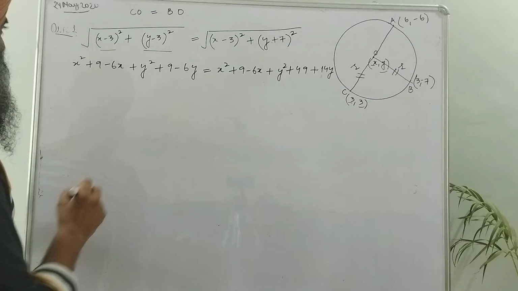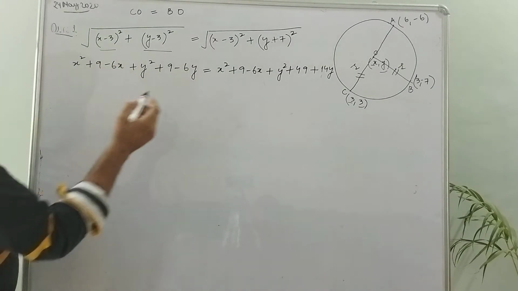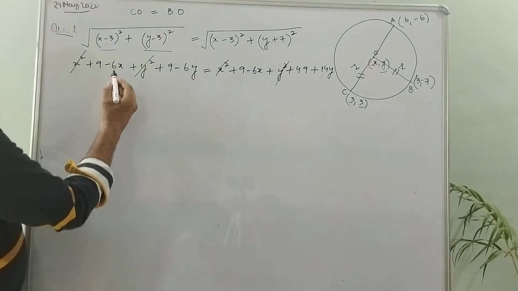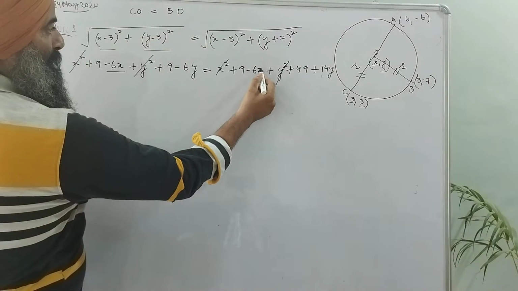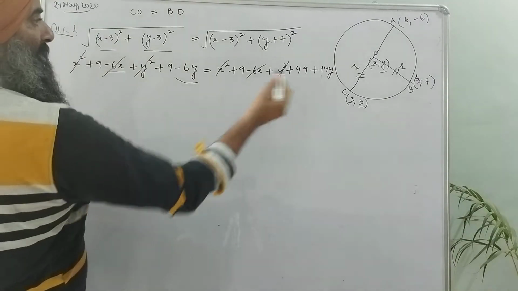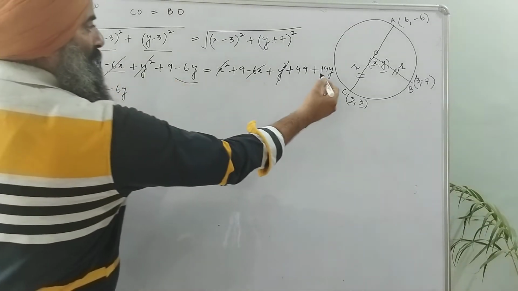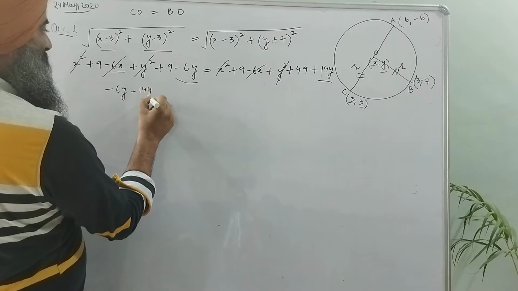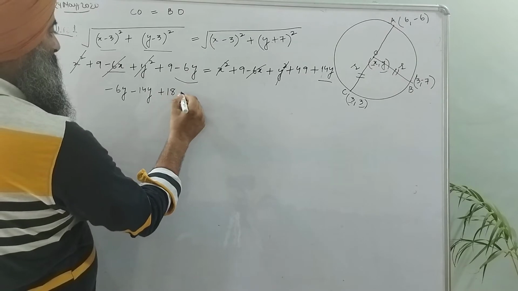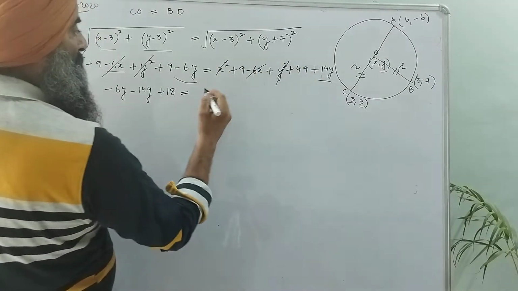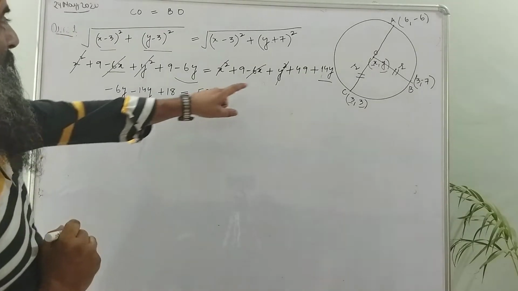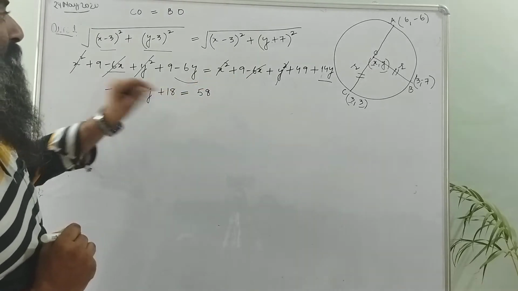Am I right, students? Please check if there is any mistake. Now x², y² will cancel with x², y². So what are we left with? Minus 6x, here also minus 6x, that is also gone. So this is minus 6y, and 14y on the other side. Now this is 9 plus 9, 18, is equal to 9 plus 49, which is 58. Am I right, students? 49 plus 9 is 58.